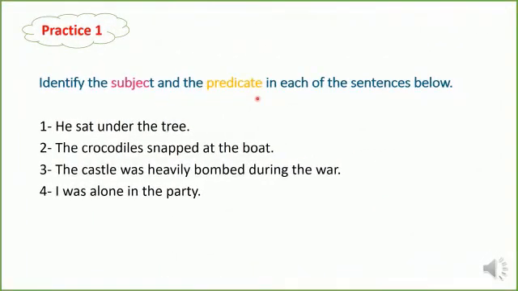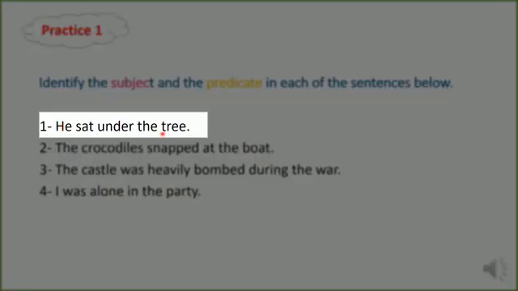Identify the subject and the predicate in each of the sentences below. Number 1, he sat under the tree. Where is the subject here? He. How can you tell? If we ask the question, who sat under the tree? The answer will be he. So he is the subject. What did he do? Sat under the tree is the predicate. It includes the verb and the other part of the sentence.